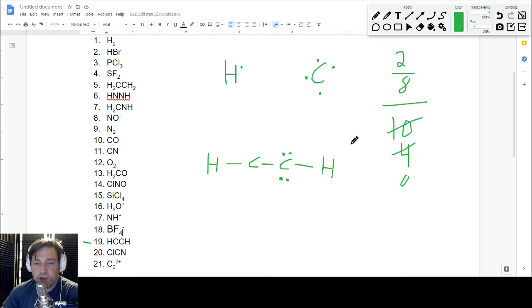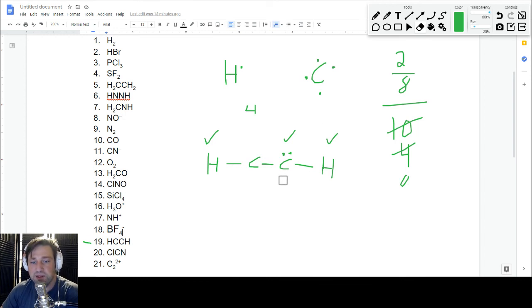So now let's go through and check for those octets. This hydrogen has 1, 2. Check. This hydrogen 1, 2. Check. This carbon, 1, 2, 3, 4, 5, 6, 7, 8. Check. This poor carbon, 1, 2, 3, 4, it only has 4. It's going to need 4 more electrons. What do we do? We force them to share.